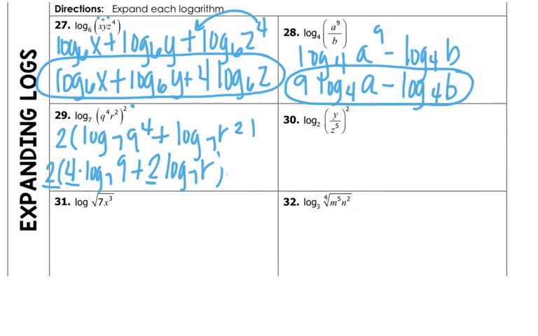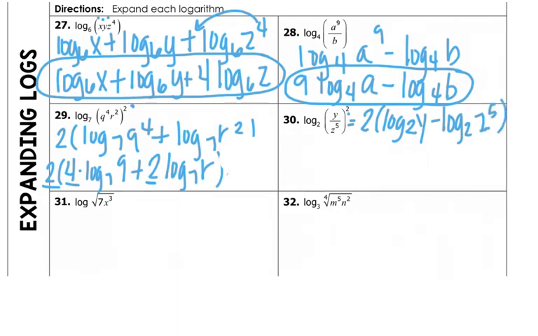Okay, so I had to erase that answer from 29 to be able to have room to work 30. So if you need that, just back up in the video. So here, the same exact thing as we did in 29, except we're dealing with division instead of multiplication. But we have this exponent first, okay? So we're going to take this exponent and move it to the front before we do anything. So it's going to be 2 times log base 2 y, because it's on top, and then minus, because remember it's division, log base 2 z to the 5th.